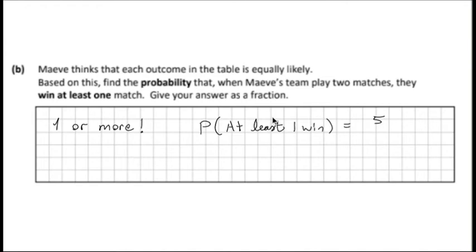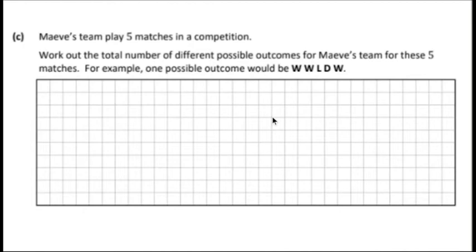Maeve's team play 5 matches in a competition. Work out the total number of different possible outcomes for the 5 matches. For example, one possible outcome would be win-win, lose, draw, win. So if that's the case, well, we have to look at all the possibilities and we need to find out how many possibilities if we have 5 options.